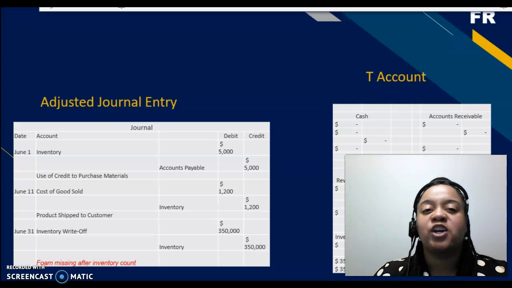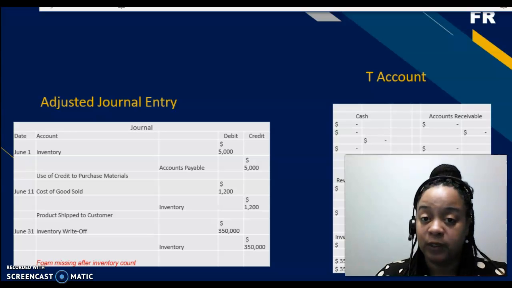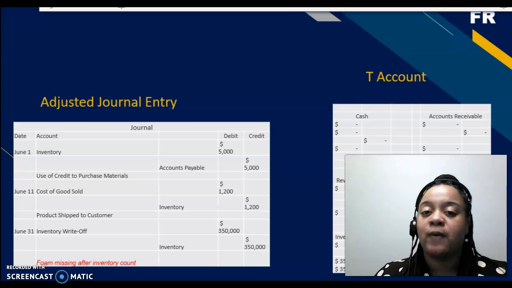Now, an adjusting entry must be made due to the inventory count that uncovered the missing polyurethane. The cost of goods sold will appear to increase as a result of this adjustment, and this in turn will make it appear as though the net operating income has decreased, when in actuality we're making an adjustment due to the findings of the audit.